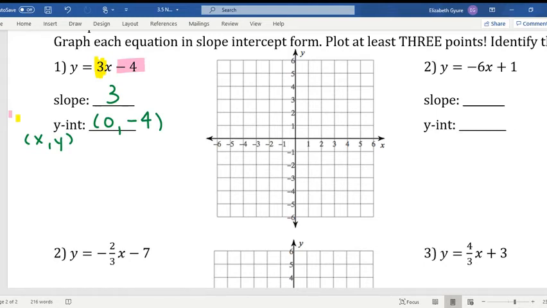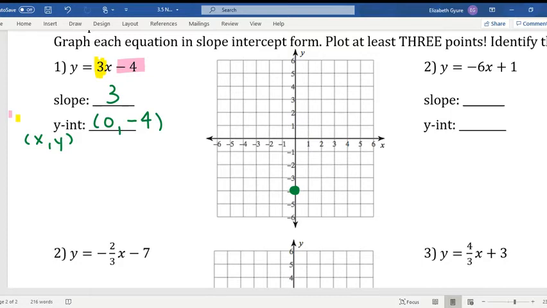Okay. Now, how does this help me? What am I going to do with this? Well, don't I need to plot 3 points? Don't I have a point now? Isn't this a point? Can I plot it? Yes, you should. So 0, -4. That means go to your y-axis and put a dot at -4. So there's 1 down.